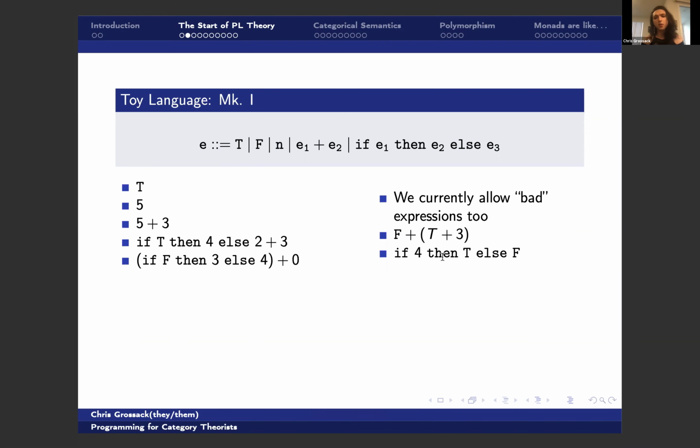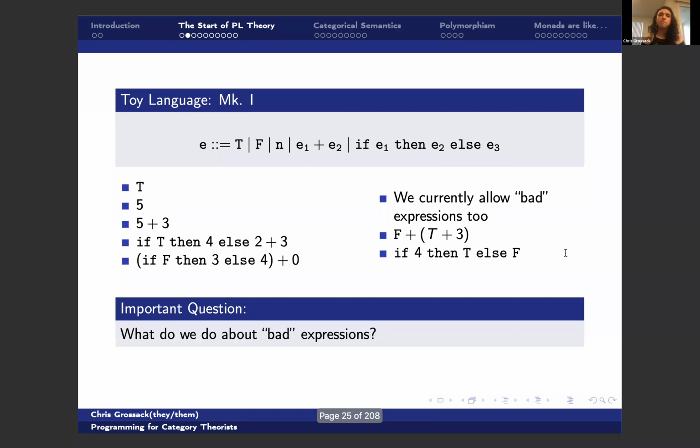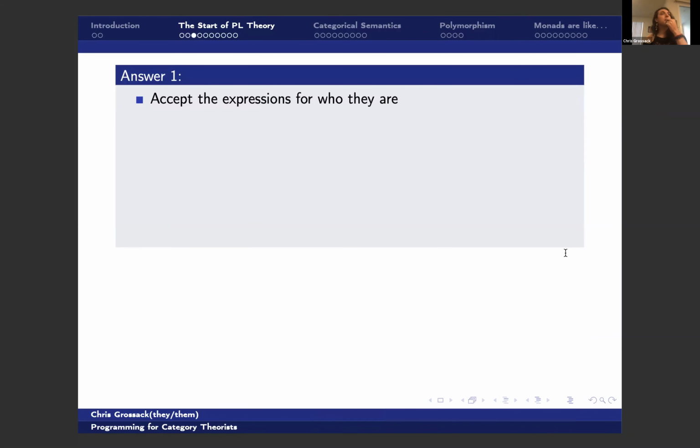And it's not clear how to assign meaning to this expression. We can write down something like "if 4, then true, else false." And these expressions aren't necessarily meaningful. Ideally, our programming language would figure out how to deal with these bad expressions. So that's an important question to worry about. The first thing that we can do with these bad expressions is accept them and love them for who they are. They're just misunderstood.